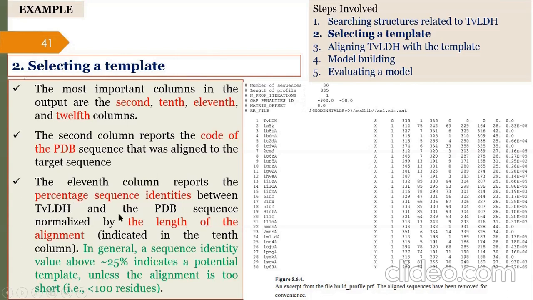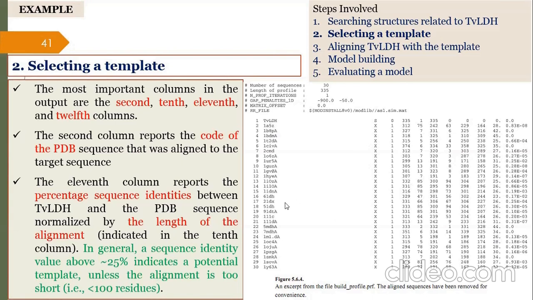The PDB sequence identity is normalized by the length of the alignment, indicated in the 10th column. In general, a sequence identity above 25% indicates a potential template, unless the alignment is too short. So two things we need: more than 25% identity, and an alignment of more than 100 residues in our sequence.